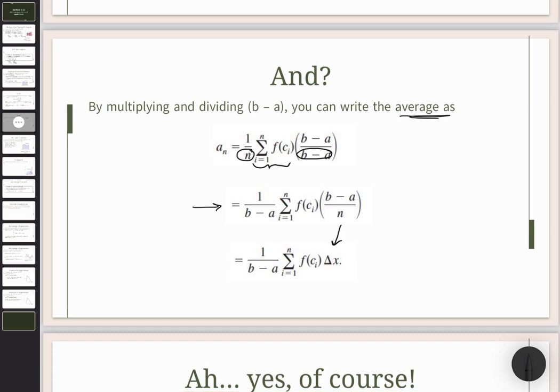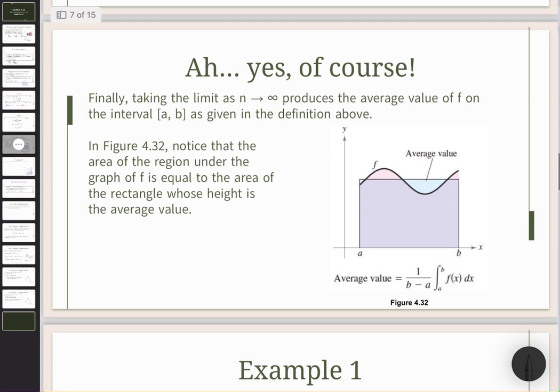And lastly, we know that b minus a over n is just representing your width, okay? So this is the proof of how our average value is equal to 1 over b minus a times the summation of f of c i delta x. Finally, if I take the limit as n approaches infinity, it's going to produce the average value of f. We know the limit of a summation is equal to the definite integral of that function. So that's just producing your average value, your f of c, all right?